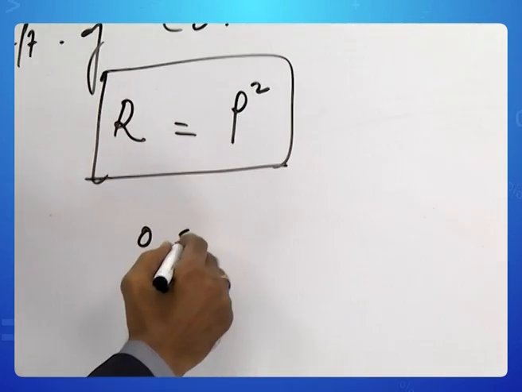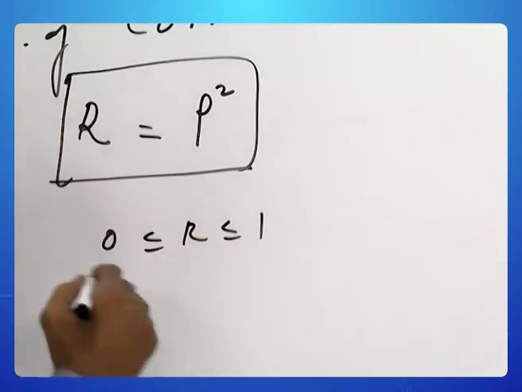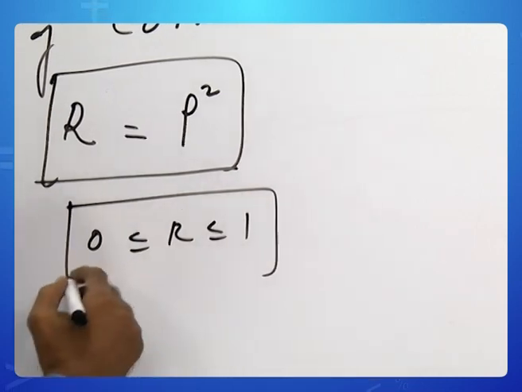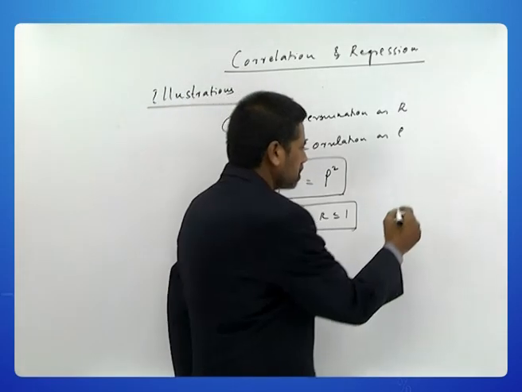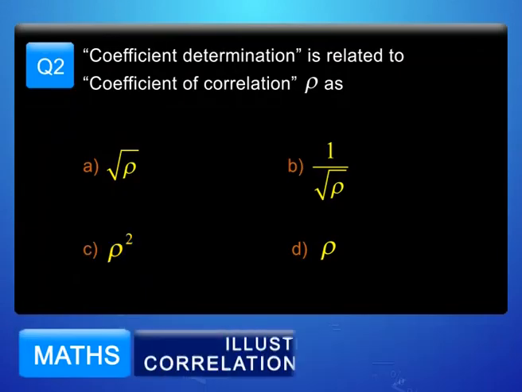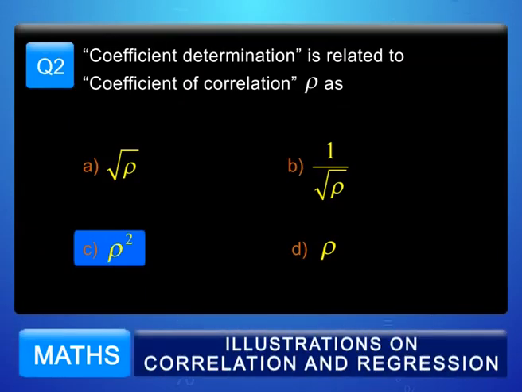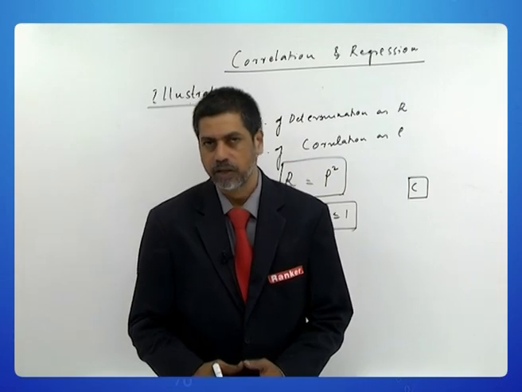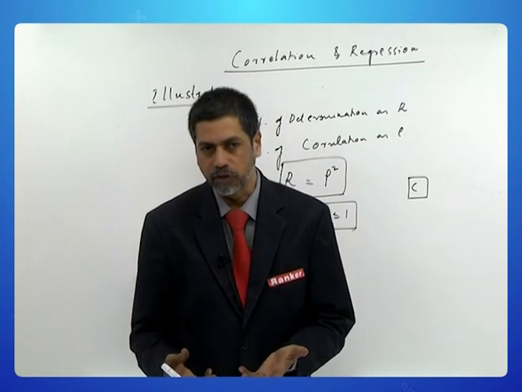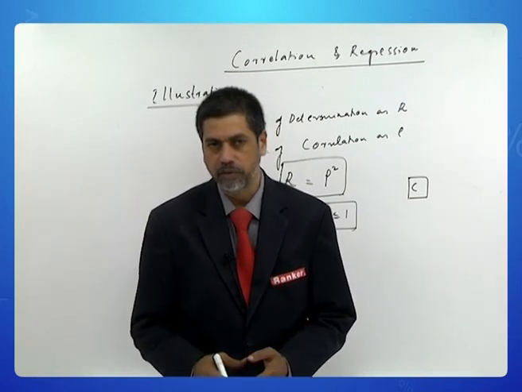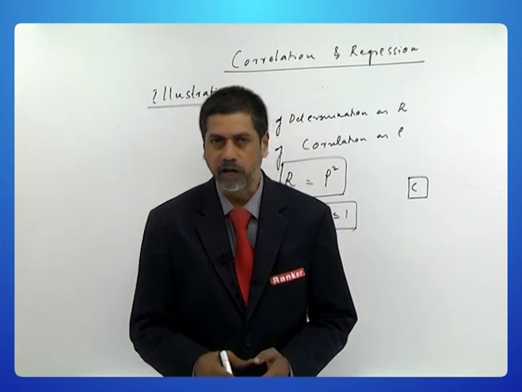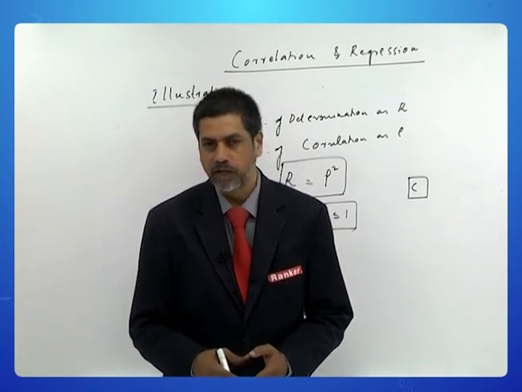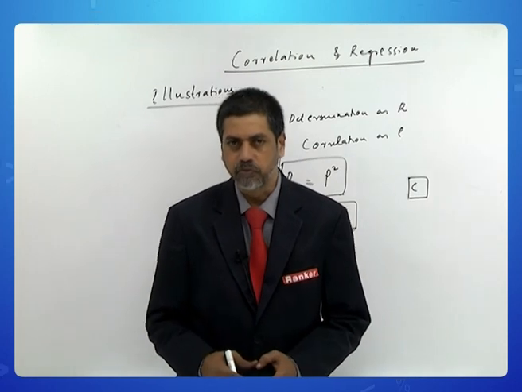Clearly, the coefficient of determination lies between 0 and 1. It cannot be negative. Option C is correct, and as I told you earlier, it is a very important tool to know the strength of the relation between x and y. If both x and y are positively correlated with a high determination value, or whether x and y are negatively correlated with a high determination value, then we say that the relation between them is very, very strong.